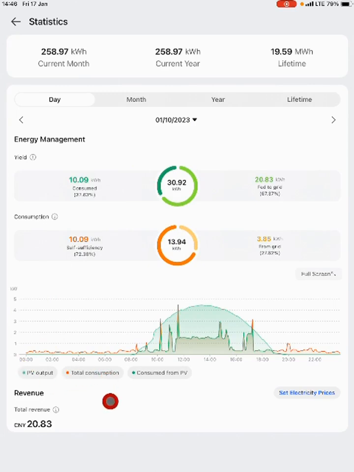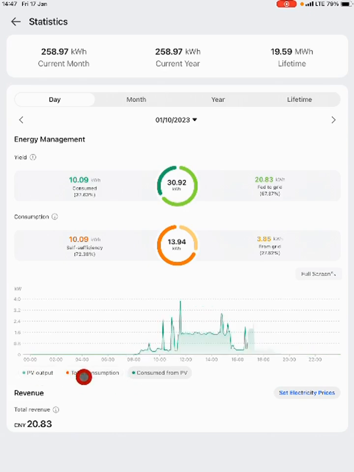Now, what we're going to do now is describe and explain the legend. The light green colour is the PV output. The red is the total consumption. And the dark green is consumed from the PV. That is, consumed directly within your property. And you and I have the facility to be able to turn those colours on and off as necessary.